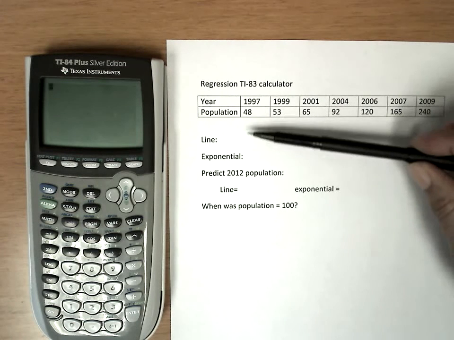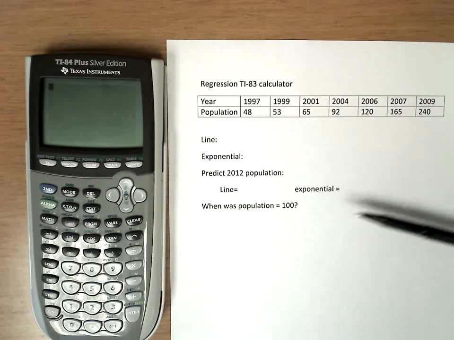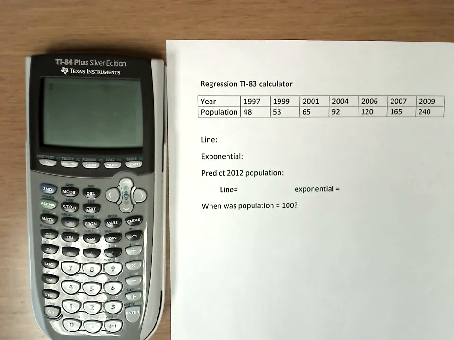So we're going to find a line and an exponential, and then we're going to predict the 2012 population from both of those. We're also going to answer the question, when was the population 100, from both of the models. And perhaps we can choose which of the models actually fits the data better once we get a look at it. So the first thing we need to do is put the data in.